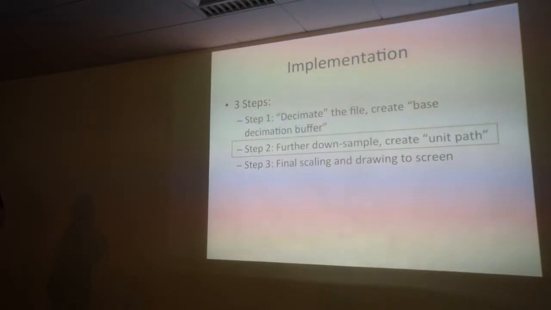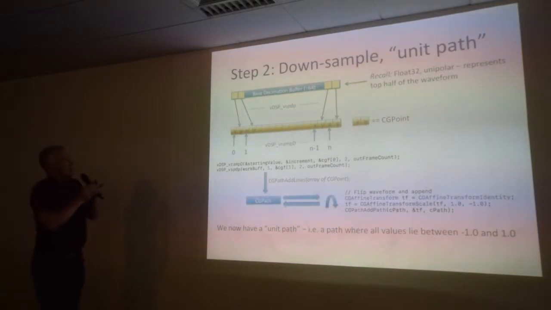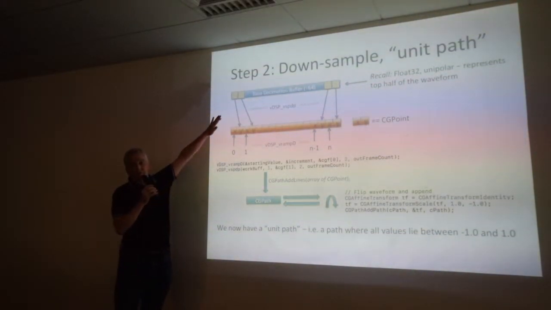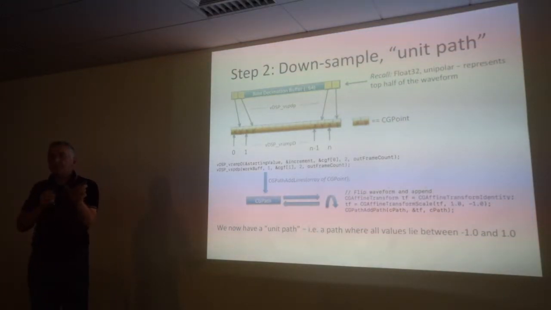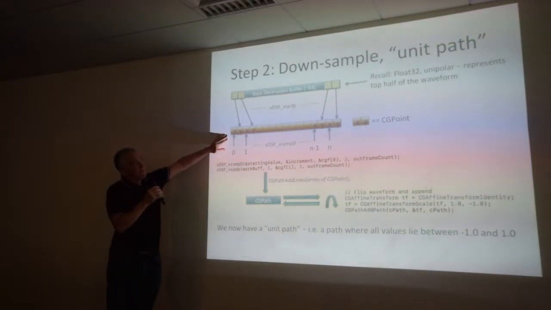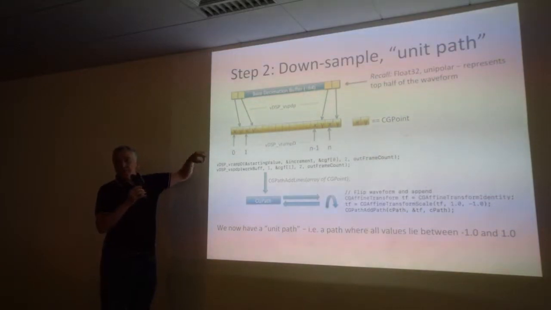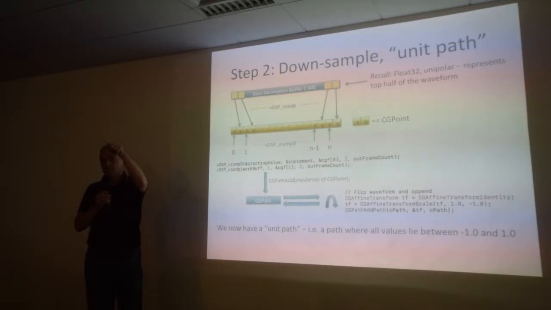Step two is to further downsample and create this thing called a unit path. What is a unit path? This is where we go into the affine transform area. From our base decimation buffer, I then want to produce the final output that I'm going to put on the screen. To do that, I need to create an array of CG points where X represents the point position in the layer I'm going to draw at, and Y represents the Y position, and join all of those dots.